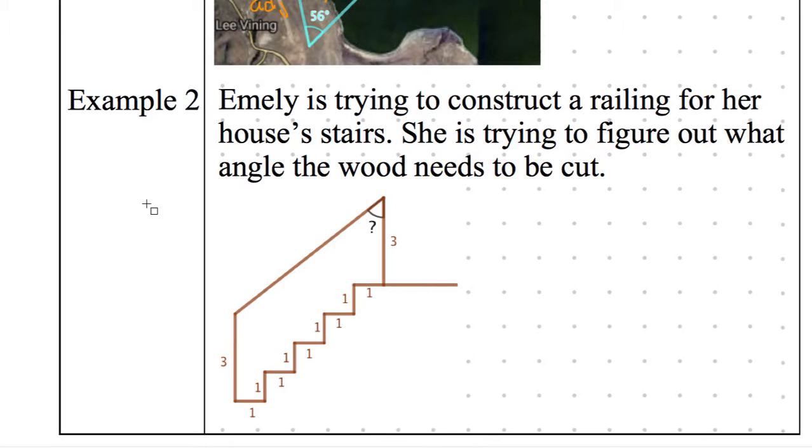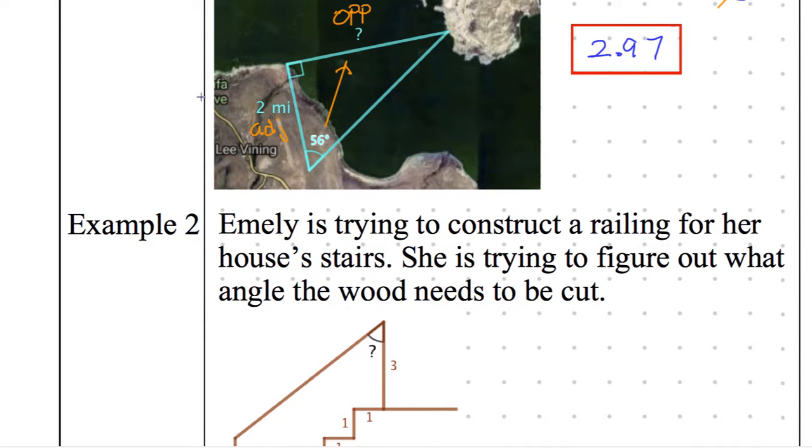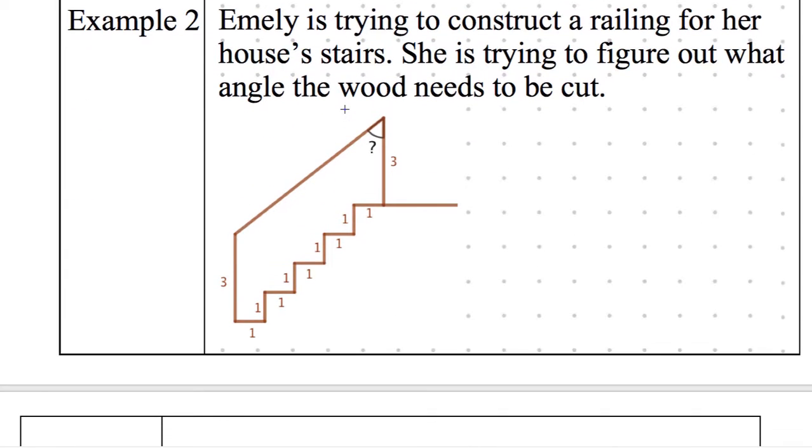Emily's trying to make her railing here. We are trying to solve for this unknown angle. Any ideas for how we can even draw a right triangle? The right triangle hasn't even been drawn for us, and that's how it is going to be for half of the problems on Khan Academy or on the paper version of the homework. How am I going to draw a right triangle where this is one of the angles of the triangle?